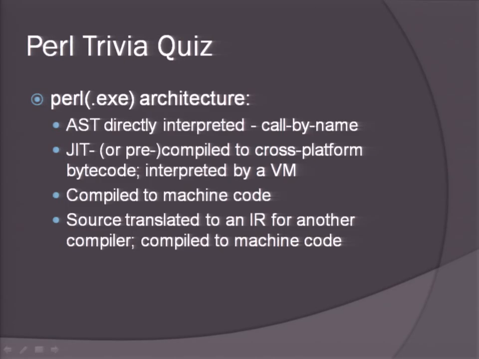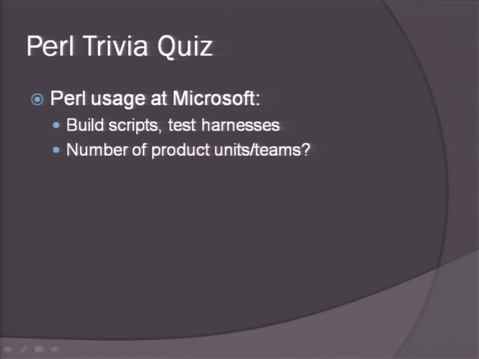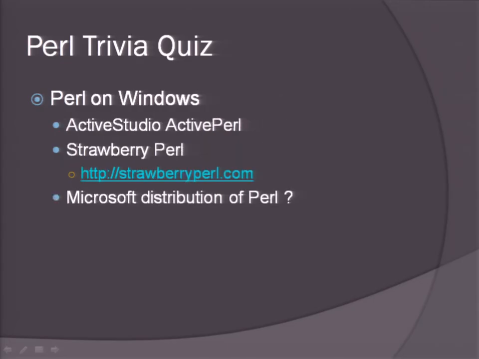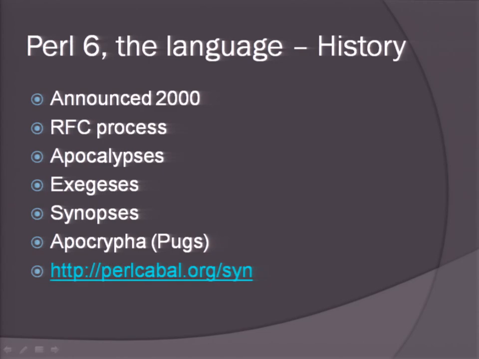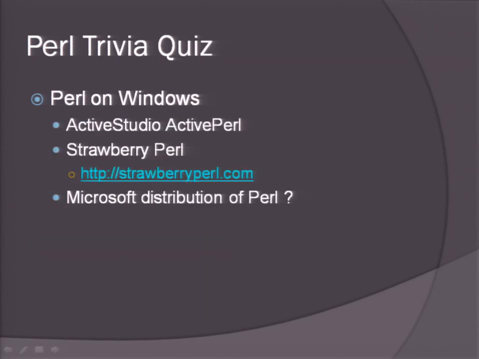Here's the one I don't know the answer to, but I've read that Perl is used quite widely inside Microsoft, and I figure with plenty of Microsoft people here, you can probably tell me. I've heard it's used in build scripts and test harnesses. Can anybody tell me how widely it's used? Maybe a few product groups, 10, 20, 50? Don't know. Not willing to say. Won't admit it. Okay, oh well. Nobody knows.